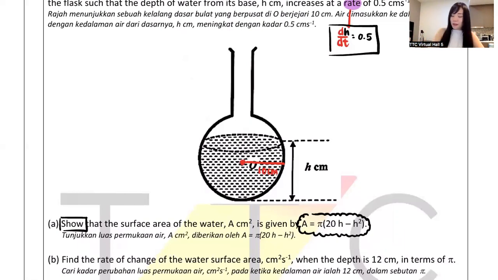So let me show you guys how to show this. Okay, so A. So actually what they want to show, I repeat, don't write this out. Okay, pretending you never see that. So then you read the question. So they want me to show what? Surface area of the water.